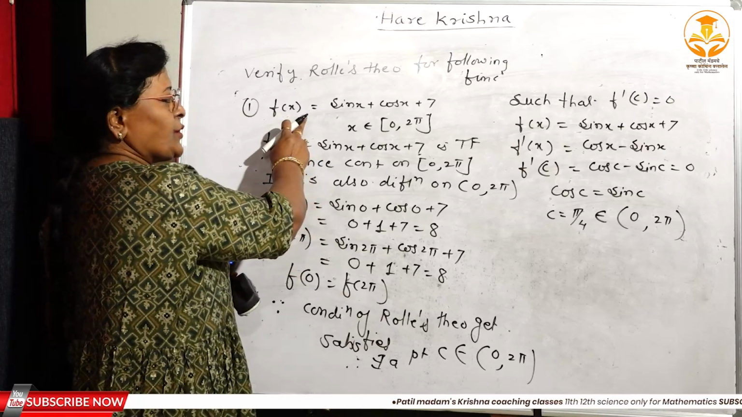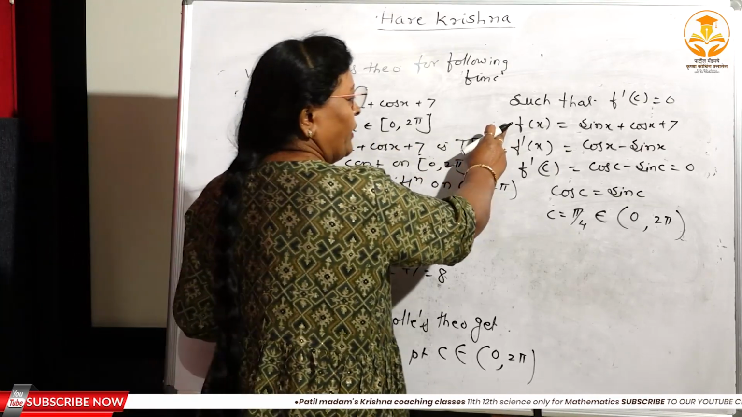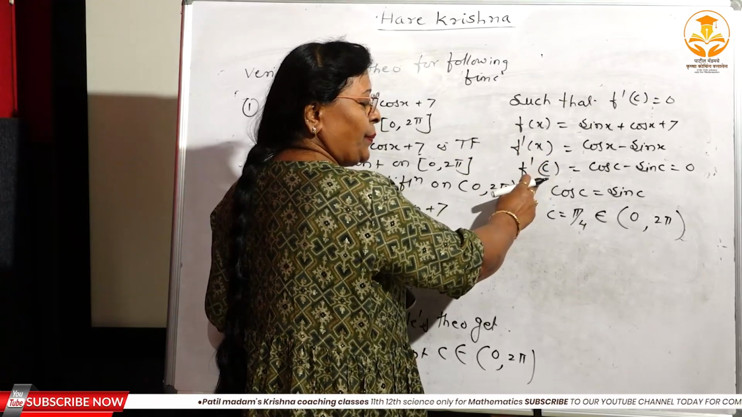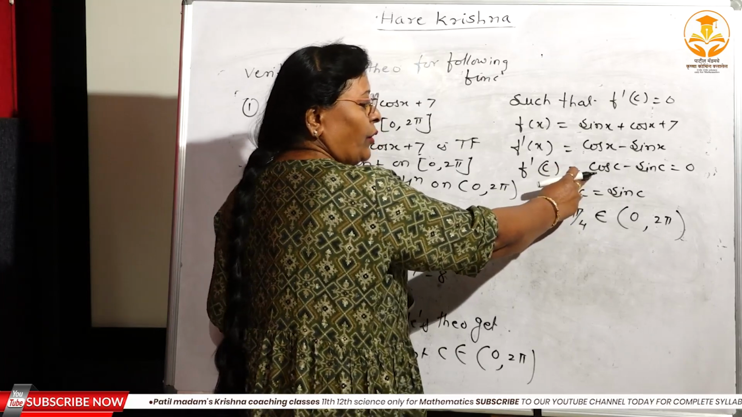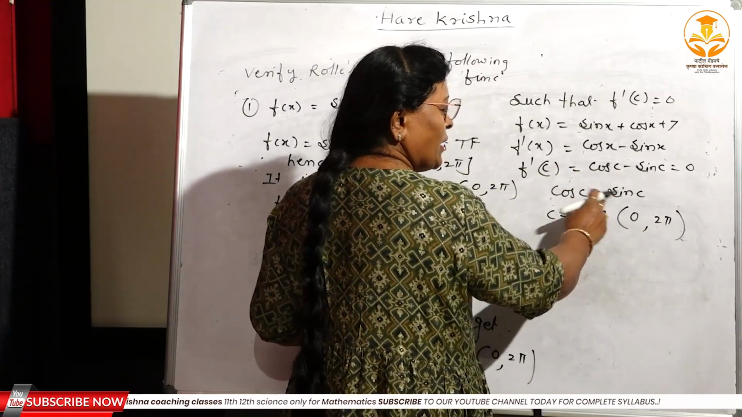Therefore, what you have to do? First, you have to find out the derivative of the given function. You can find f dash x. Now you can find f dash c. This x you have to replace with c. Therefore, here you have got cos c minus sin c, it is equal to 0. Cos c is equal to sin c.